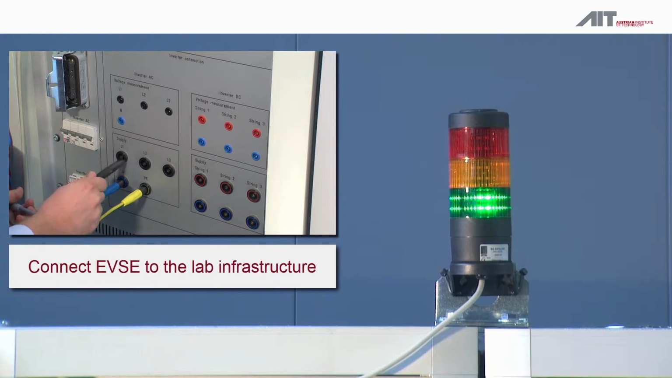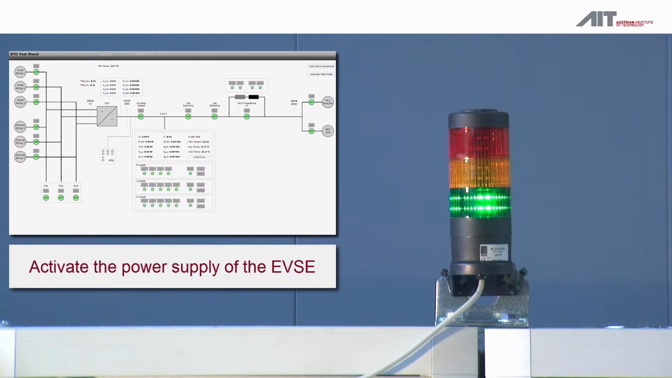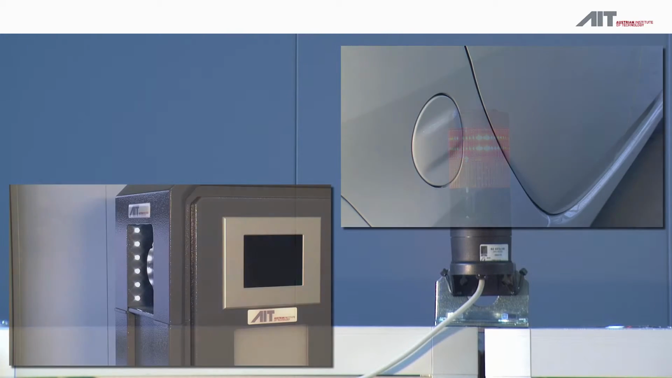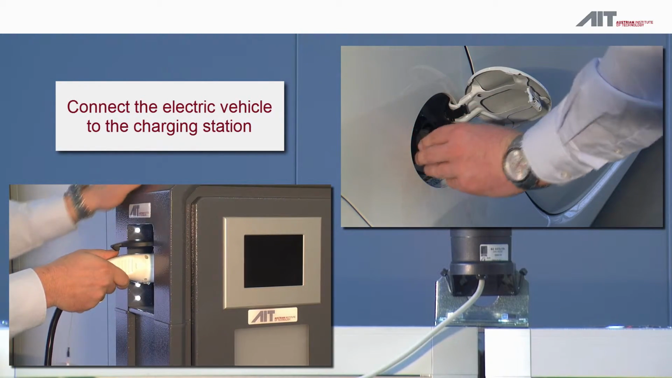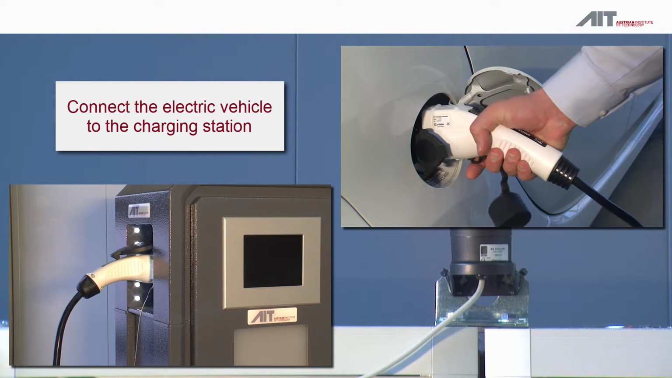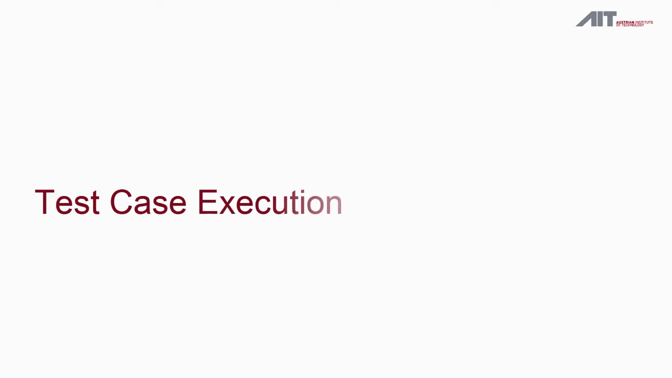The first step is to connect the EVSE to the laboratory infrastructure. Now the power supply to the EVSE can be activated. It's clear that the charging cable must be plugged both into the EV and the charging station. Having done the preparation, the test case execution can begin.